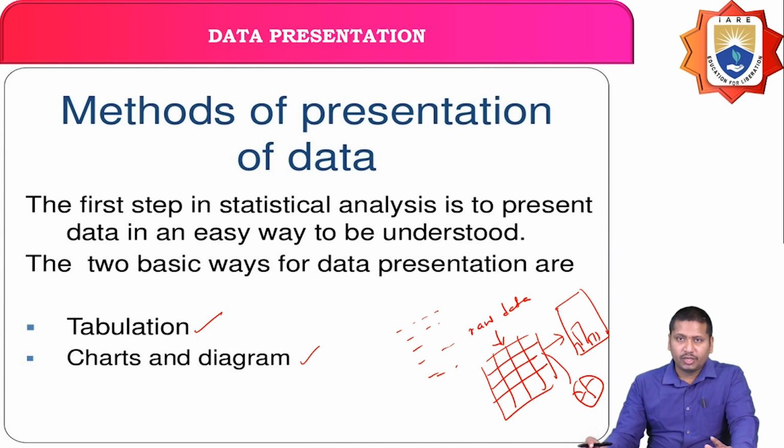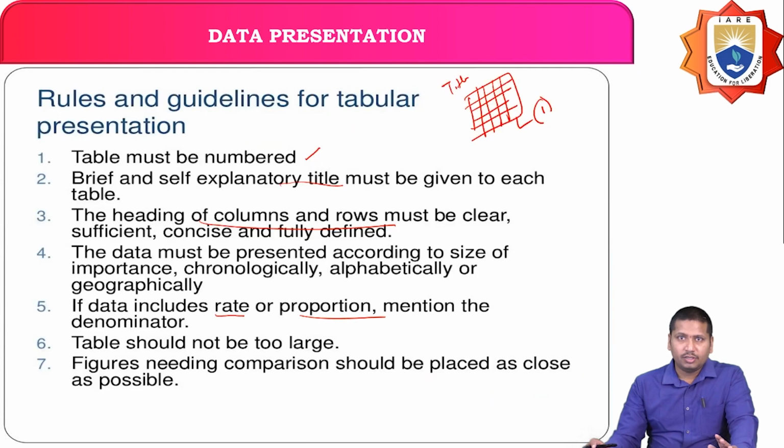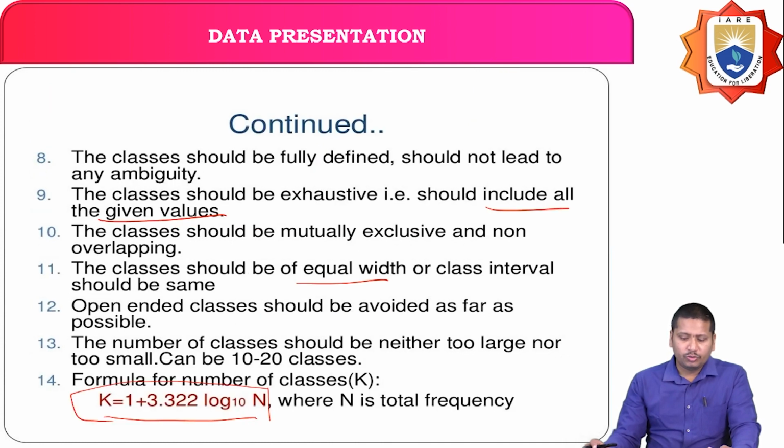Tabulation means you represent the data in the form of a table, and charts and diagrams are in the form of diagrams. Before representing the data in the form of a table, you have to follow some rules and guidelines. The table must be numbered, a self-explanatory title must be given, and headings and columns should be created for the reader. The table should not be too large, and all the data should be presented according to size, chronological, alphabetical, and then geographical order. The classes should be defined and should be exhaustive.